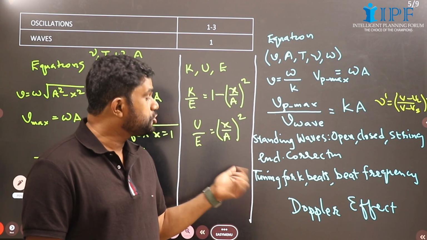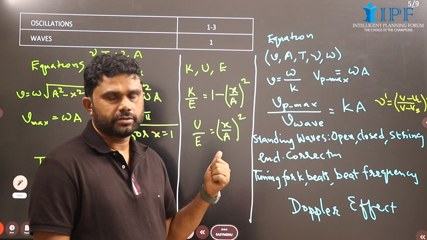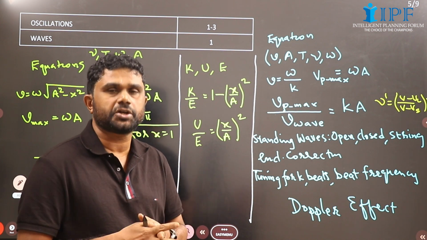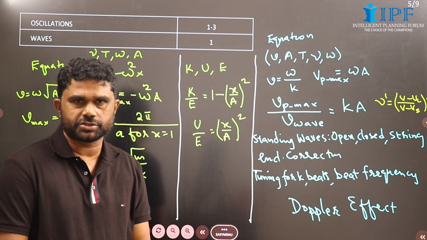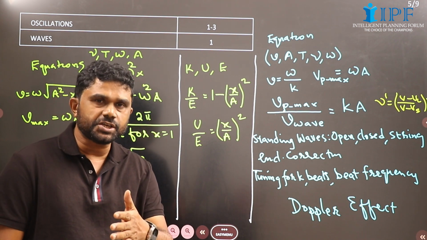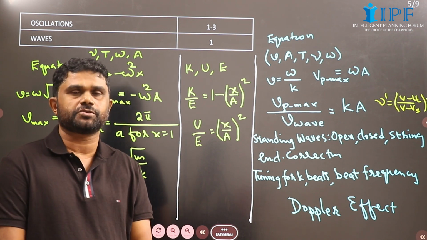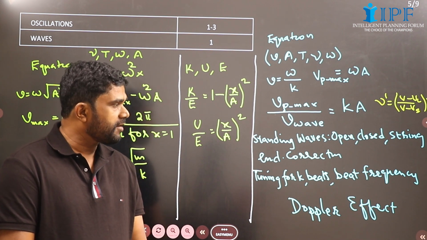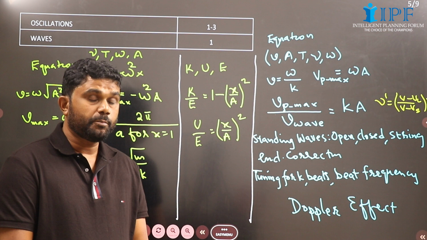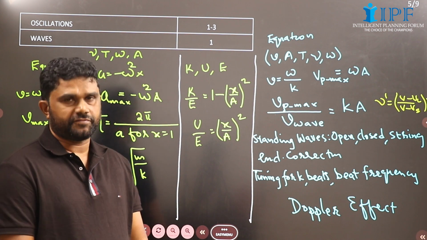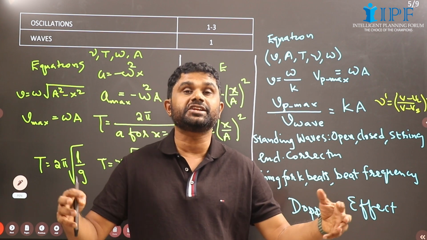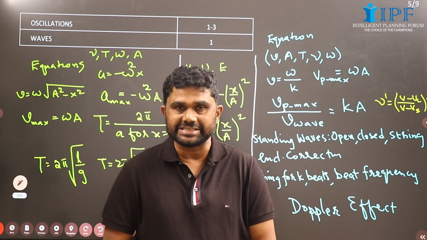Now tuning fork. When two sources of slightly different frequencies are sounded together, beats will be produced. And beat frequency is equal to the difference in frequencies of the two sources. That beat frequency you have to study. Then the most important thing, that is the Doppler effect: the apparent frequency of a source due to the relative motion between the source and the listener.